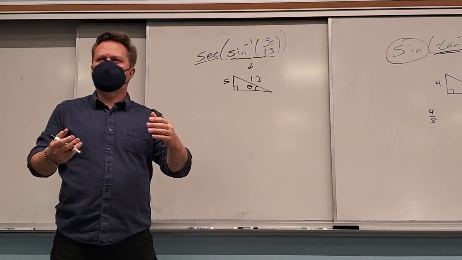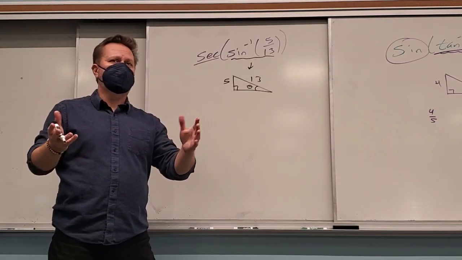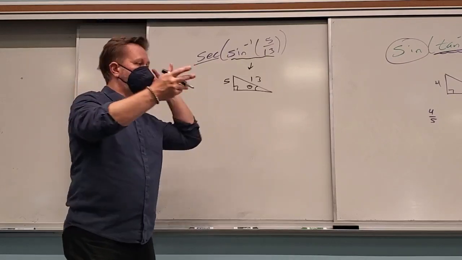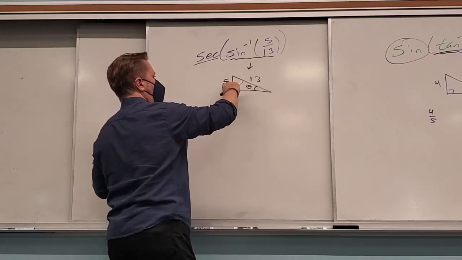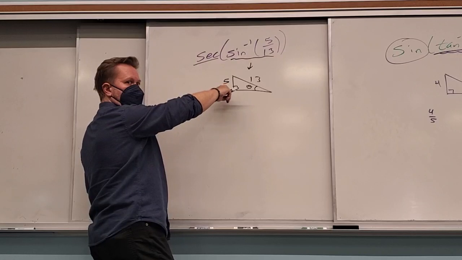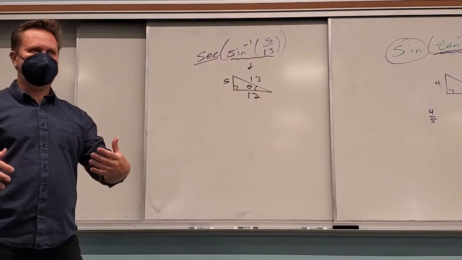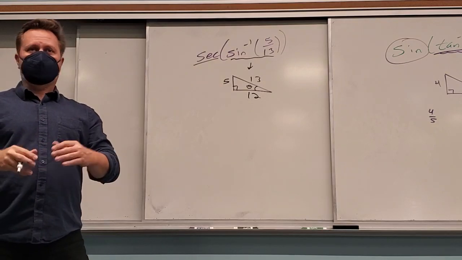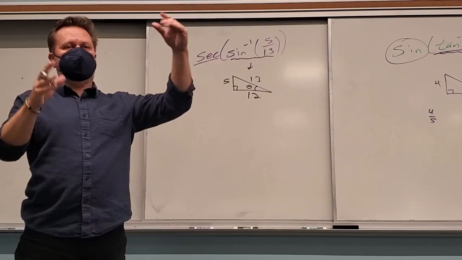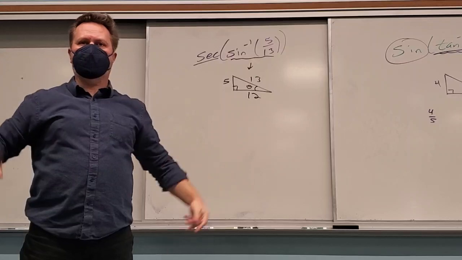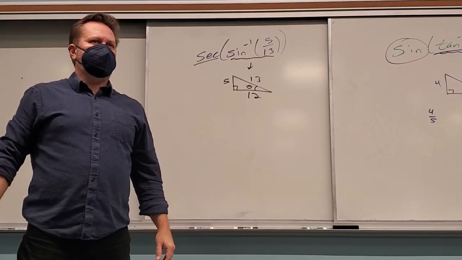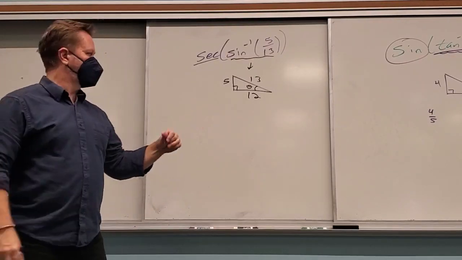Did anybody do that? 12. Yeah. So it'll be 169 minus 25 is 144. Square root of 144 is 12. So 5, 12, 13 is another one of those really nice triangles. I want you to understand most right triangles, if you just set them up, they're going to have radicals somewhere. Right? But there are some nice ones like this.